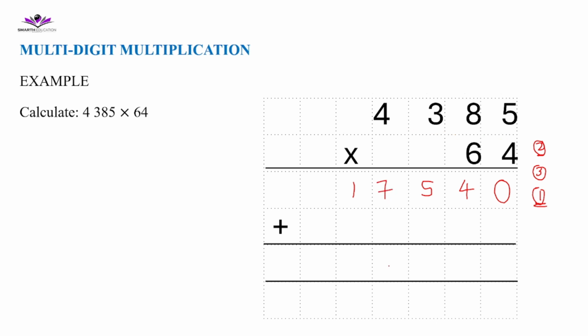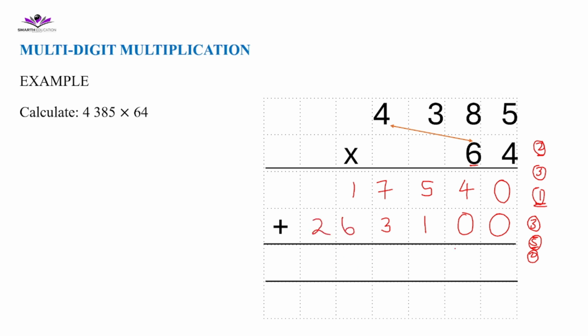Let's multiply with 6, which is actually 60 because it's a 10. So we'll start by putting a 0. And then after that, we multiply the 4,385 by 6. It becomes 6 times 5, which is 30. Write down the 0 and carry 3. 6 times 8, which is 48. 48 plus 3 is 51. Write down the 1 and carry 5. And then we have 6 times 3, which is 18. 18 plus 5, that is 23. Write down the 3 and carry 2. And then 6 times 4, that is 24. And then 24 plus 2, that is 26.